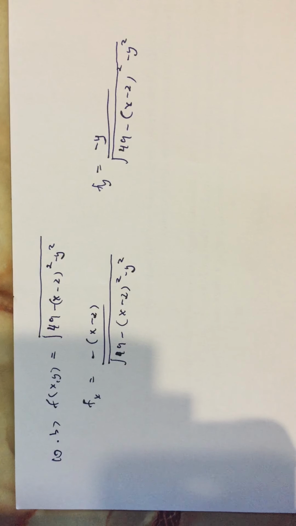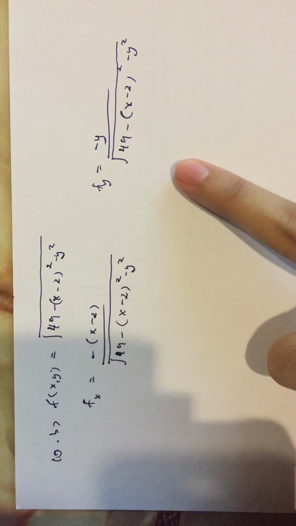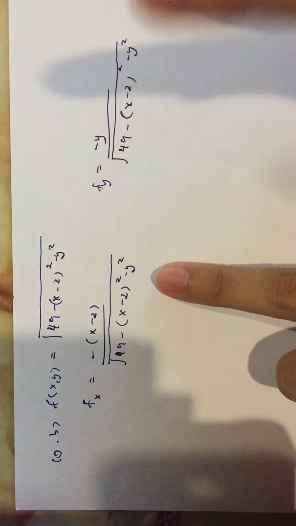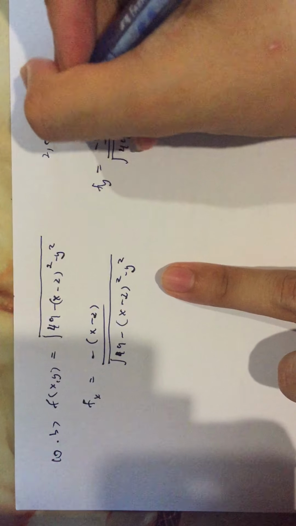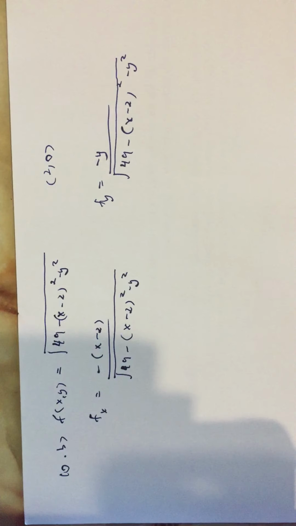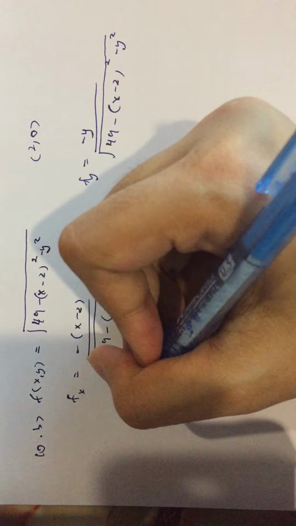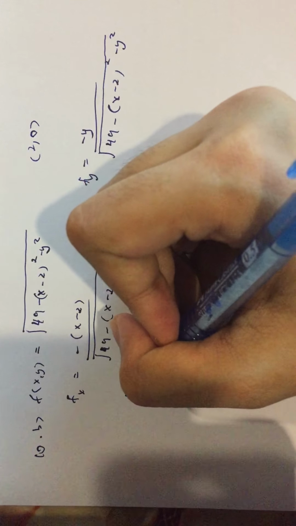Okay, so kita sambung balik equations 10b. So kita dah calculate fx tadi dengan fy, and when v equals to 0, then we get this point x equals to 2 and then y equals to 0. And now we need to calculate fxx.